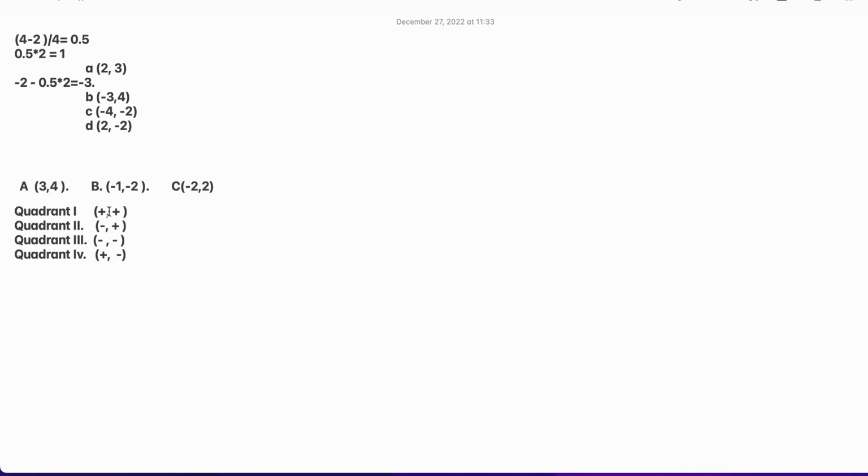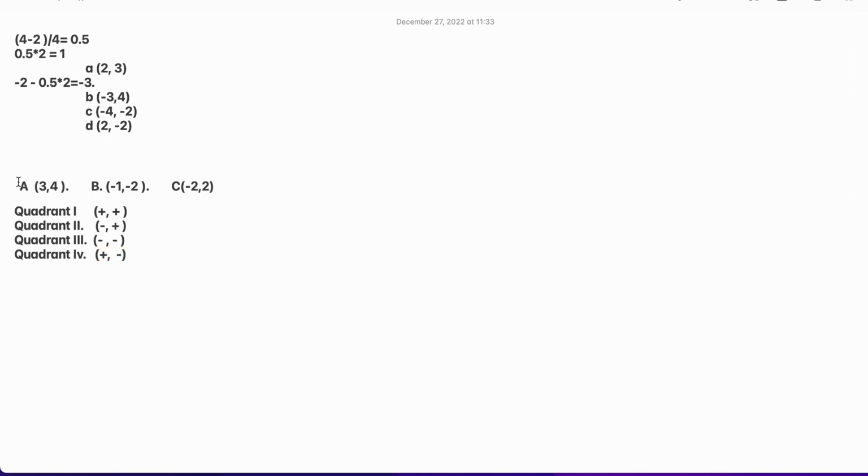In quadrant 1, the x value and the y value, the two numbers of the coordinate, are always positive. The same in quadrant 2. The number is first negative, then positive. And in quadrant 3, it's first negative and then negative. For the last one, quadrant 4 is first positive, then negative.